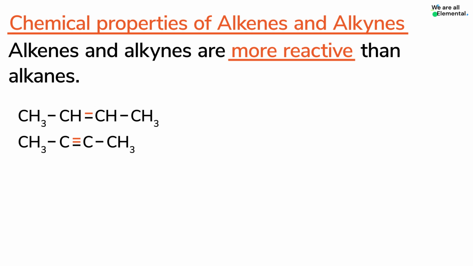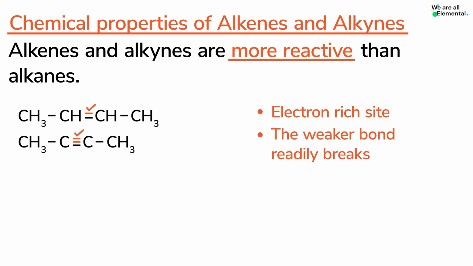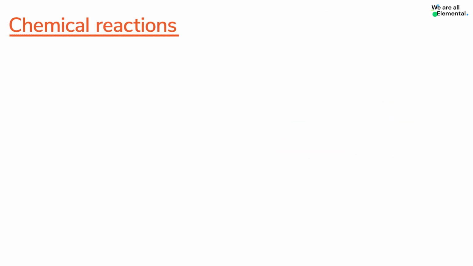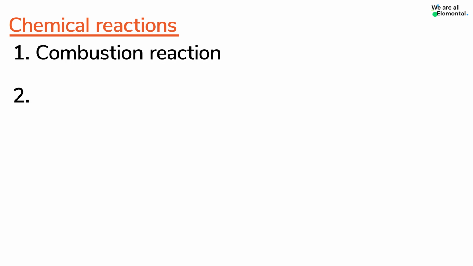Now this is because the double and triple bonds are electron-rich sites. That is, they have 4 electrons and 6 electrons between the carbon atoms, making them electron-rich. And the double and triple bonds are weaker than single bonds, so they break easily and react readily. They undergo 2 main types of reactions: combustion reaction and addition reaction.